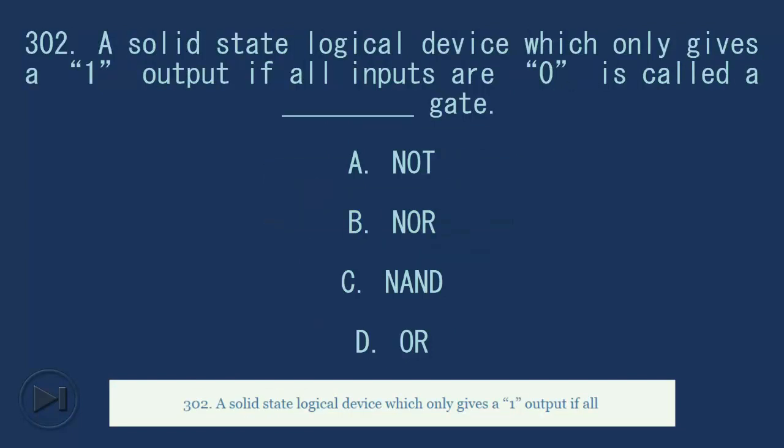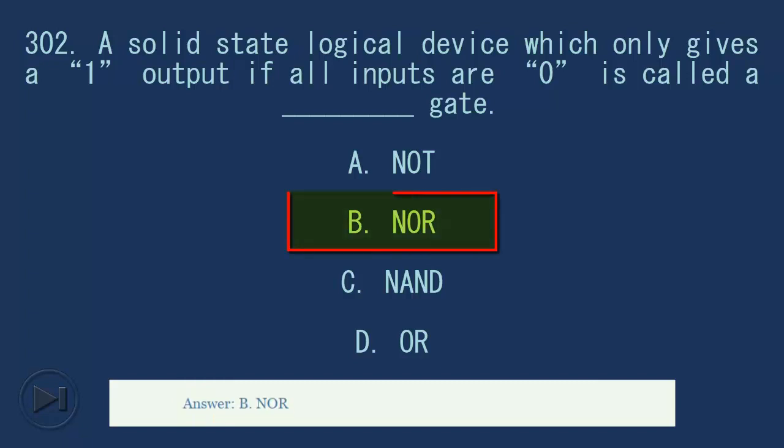302. A solid-state logical device which only gives a 1 output if all inputs are 0 is called a blank gate. A. NOT. B. NOR. C. NAND. D. OR. Answer, B NOR.